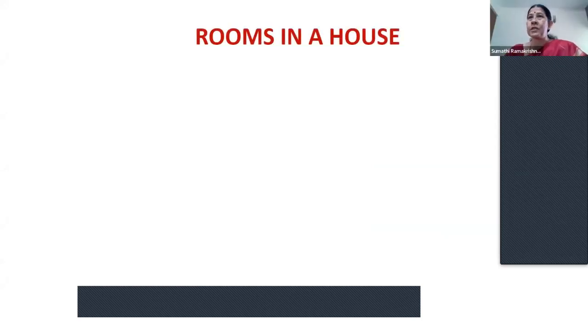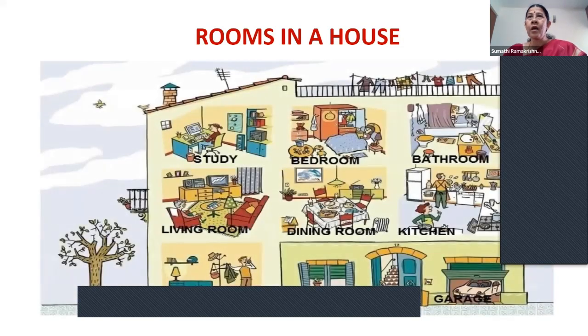Then rooms in a house. This will differ based on the size of the house. This won't be the same for all. But a normal house will have a bedroom, a dining, living, and kitchen. These are the four common things. Bathroom, I forgot about it. Common we have. Study and garage and other things are optional. But when we teach, we'll tell about everything. Normally, what all a house has.